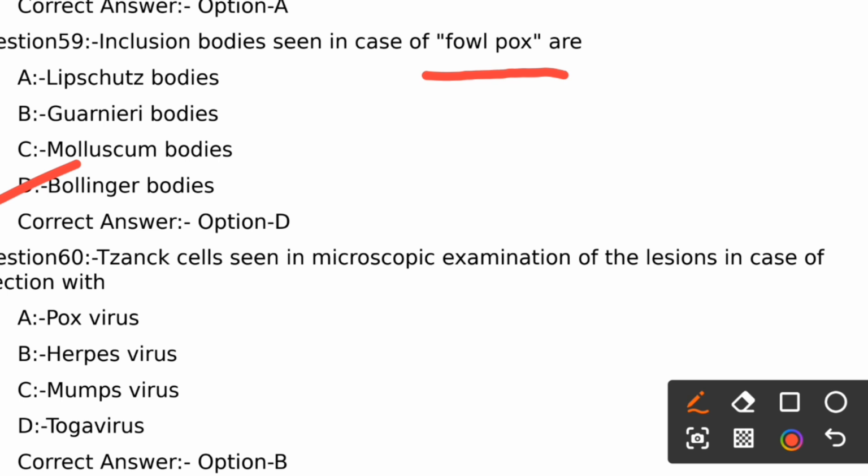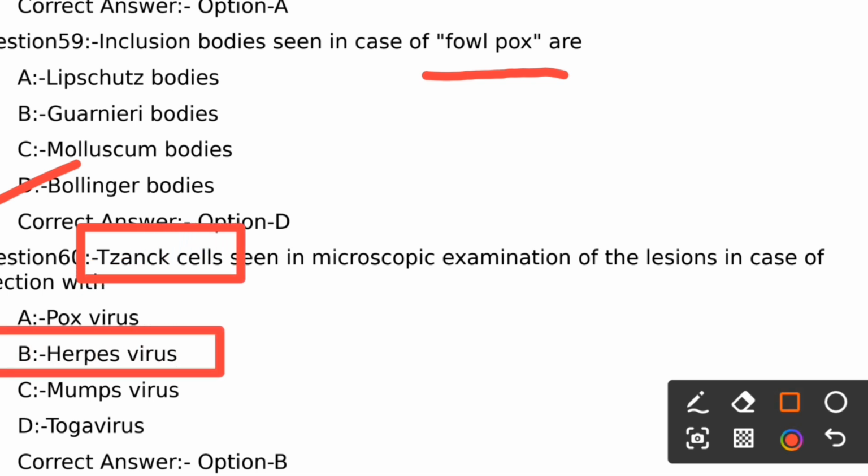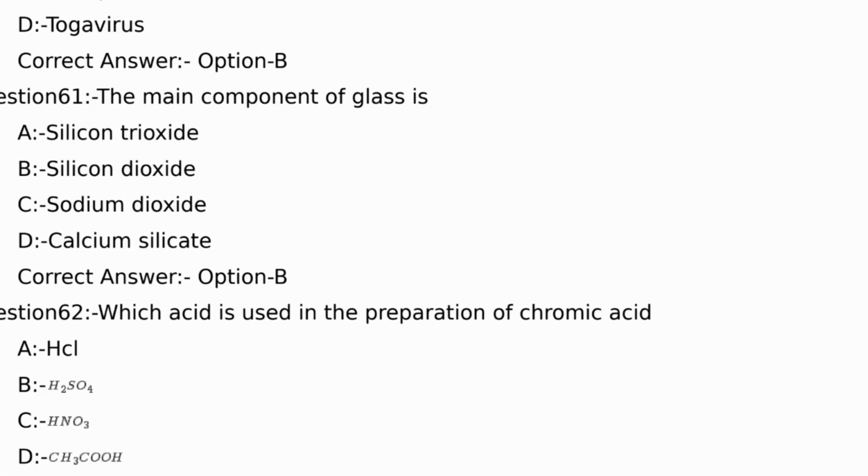Next question. Tzanck cells seen in microscopic examination of the lesion in case of infection with option A pox virus, option B herpes virus, option C mumps virus, option D toga virus. Tzanck cells are seen in microscopic examination of lesion with herpes virus. The right answer is option B herpes virus. Herpes virus forms Tzanck cells in microscopic examination.